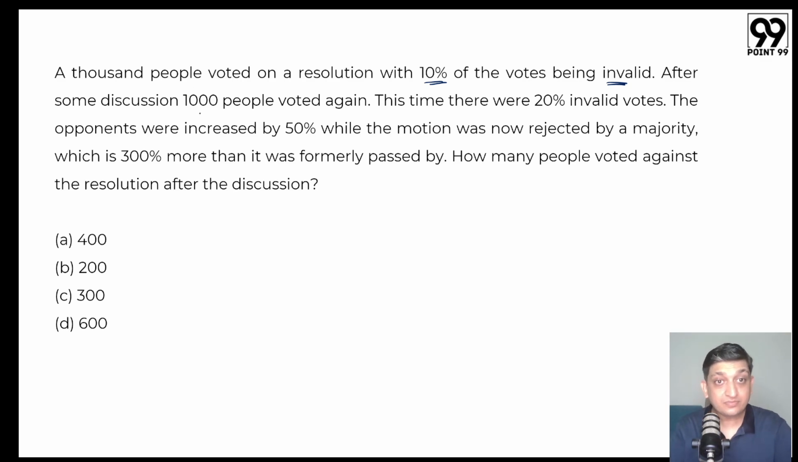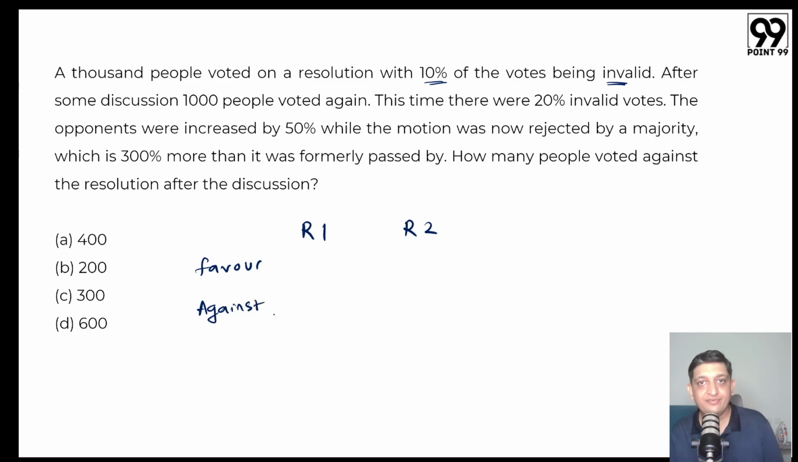So let's see. In the first case, there is resolution 1 and there is resolution 2. And we know there are people who are in favor of passing these resolutions and there are people who are against passing these resolutions. In this case, the first time, 900 people's votes would have been counted because 10% were invalid, but 90% had to be valid. And in the second case, 20% were invalid, which means 800 votes were valid.